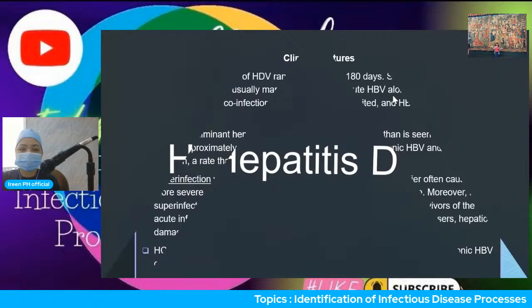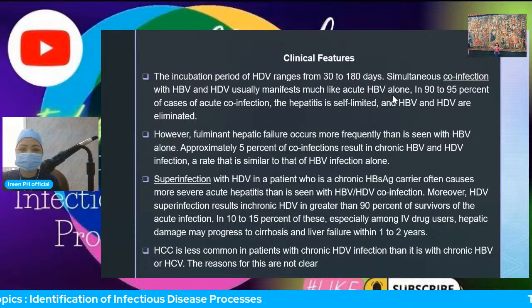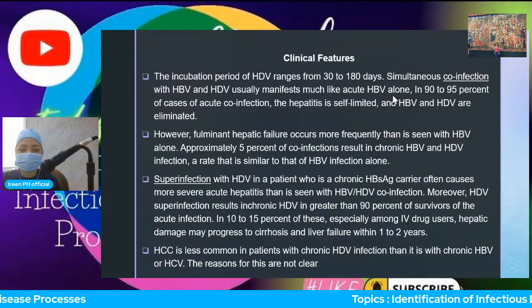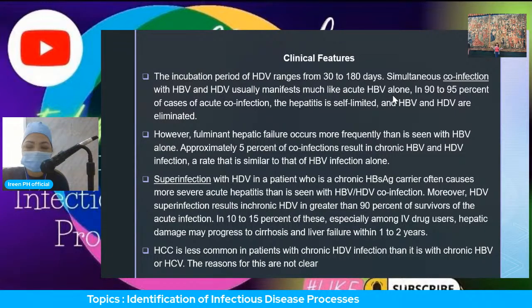Hepatitis D. Clinical features. The incubation of the hepatitis D virus ranges from 12 to 118 days. Simultaneous co-infection with hepatitis B virus and hepatitis D virus usually manifests much like acute hepatitis B virus alone.